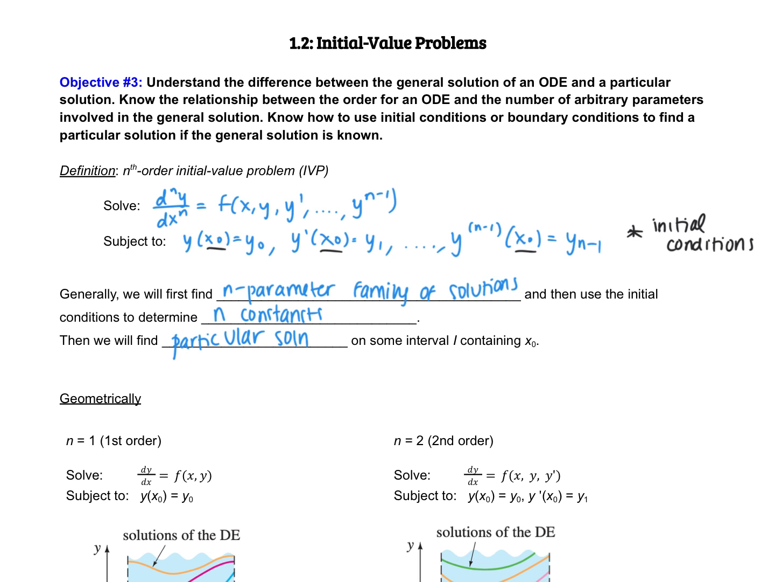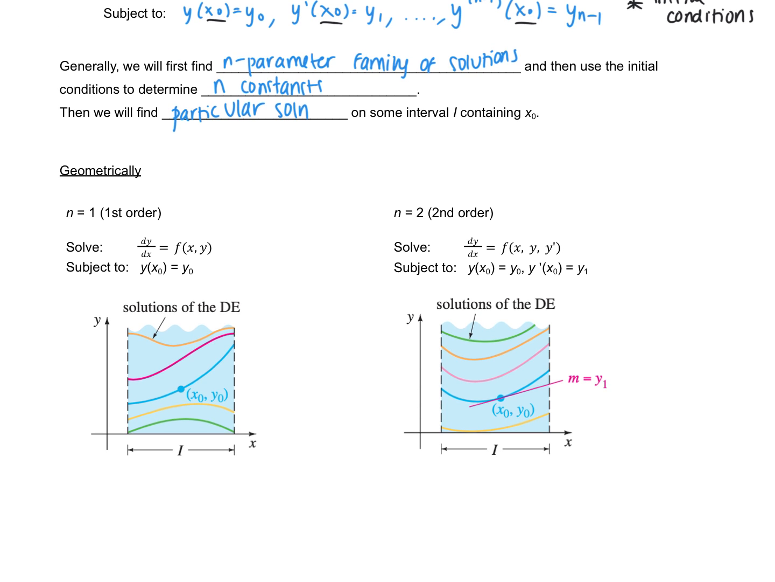Okay, so now that we know what an initial value problem looks like algebraically, we're going to take a look at what it means geometrically. First, looking at a first order differential equation. A first order differential equation is just going to have dy dx, and then we're going to have one condition. What we would do is start by solving this differential equation, and we would end up with a one parameter family of solutions, and that's what we see here.